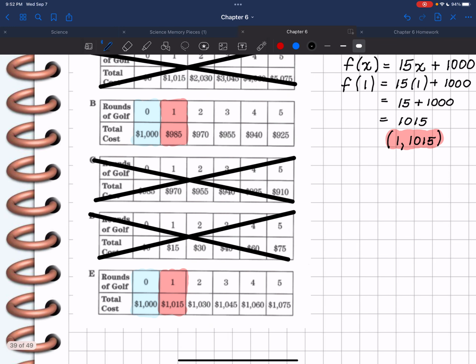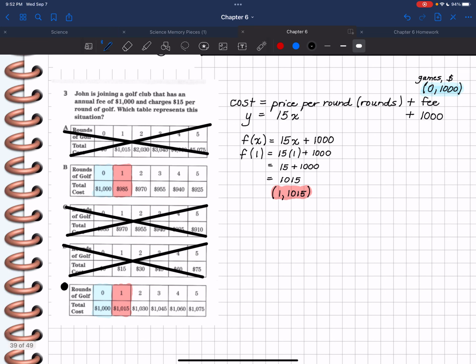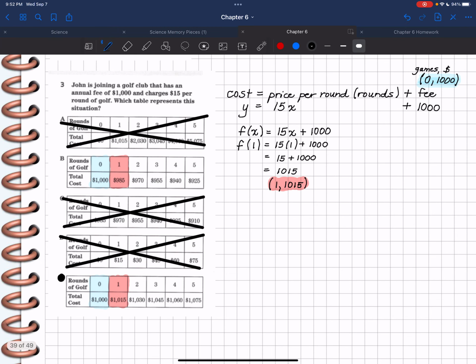So I think I would go with E, and I think I will spend my $1,000 buying calzones at Walmart. I'm not a golfer. So any of you out there who are, maybe you can tell me if this is reasonable, but not for me.